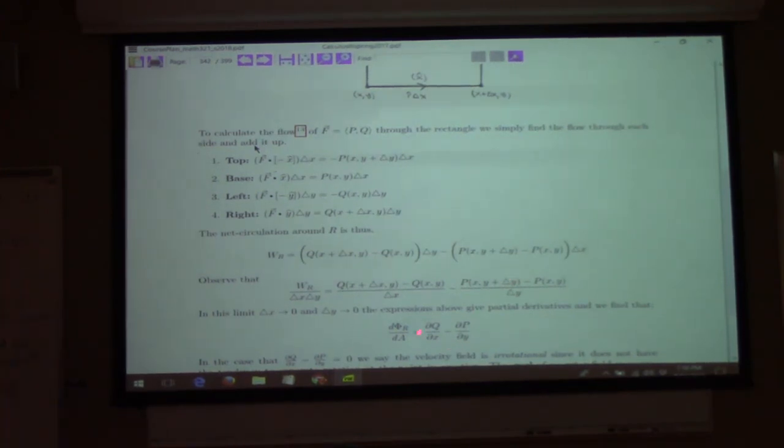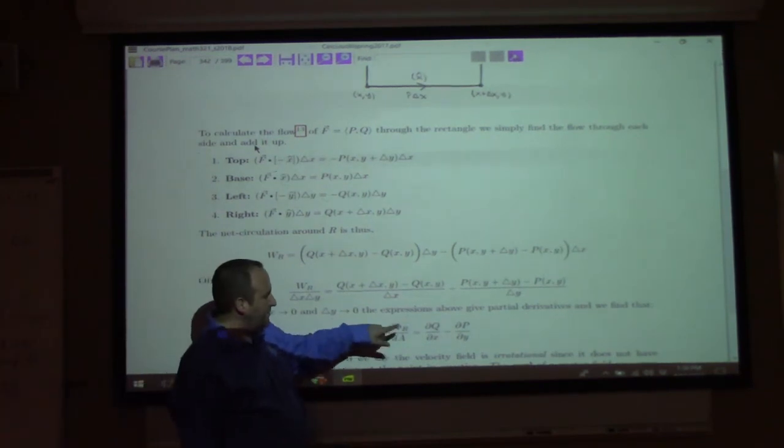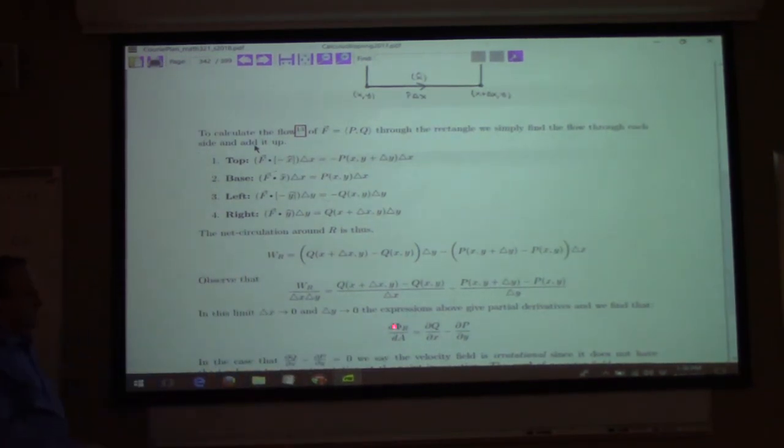Which is to say that the change, and I used phi sub r here, but that's not right. I should really say, I'm an idiot. That's supposed to be w right there. That's a typo, just plain old typo. That's supposed to be a w, because we just calculated w, the limit of w_r over the area. So the change in the work per unit area is partial q partial x minus partial p partial y.